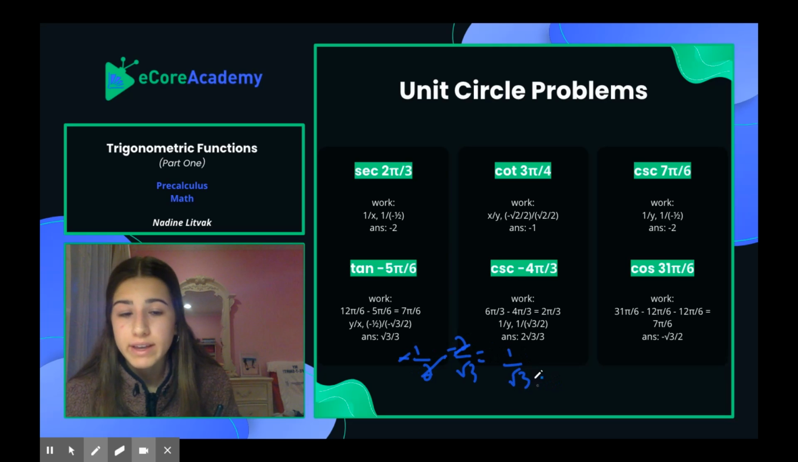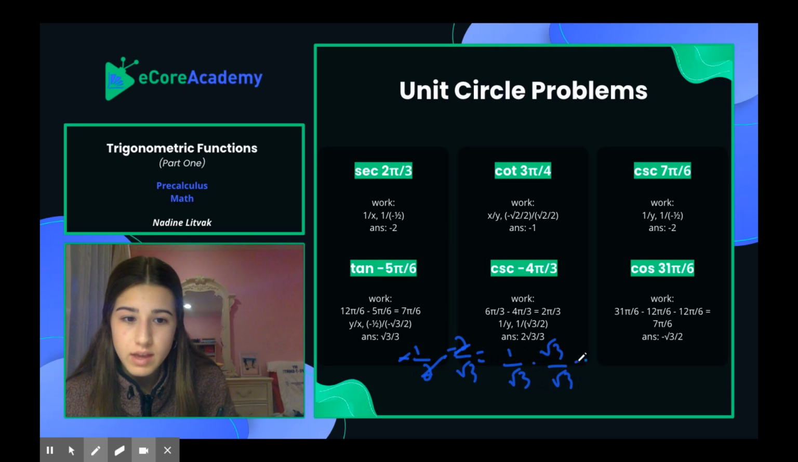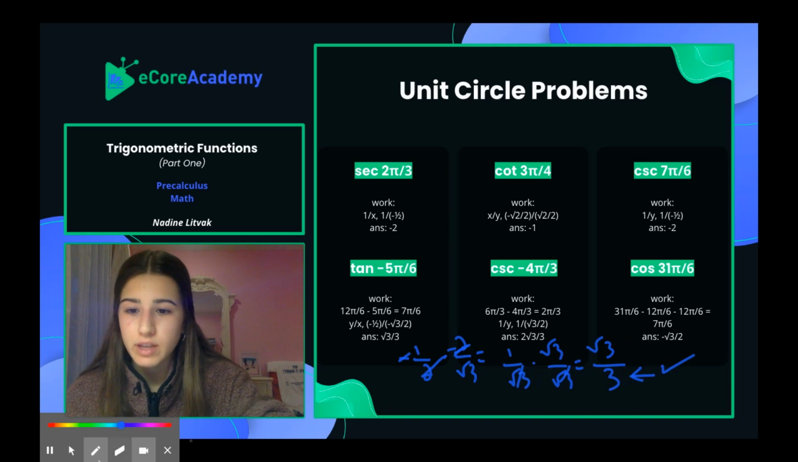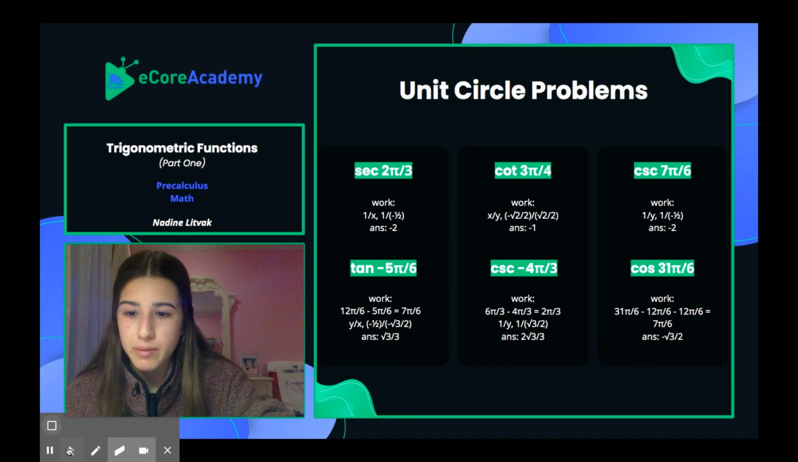However, we don't like having square roots in the denominator. So we multiply by root 3 over root 3, and we get root 3 over 3, because 1 times root 3 is root 3, and root 3 times root 3, the roots cancel, and you get 3. Now we do not have a square root in the denominator, so this is good. Okay, let's do the next problem now.